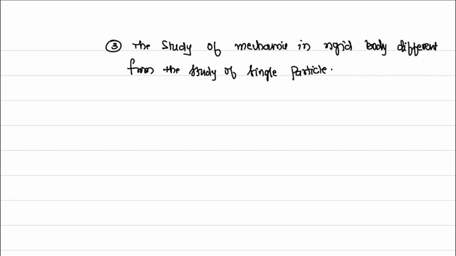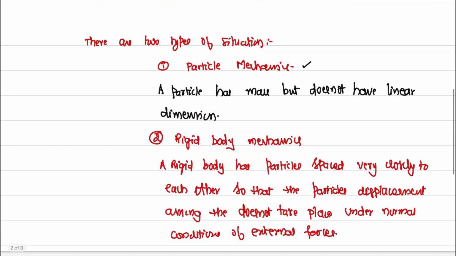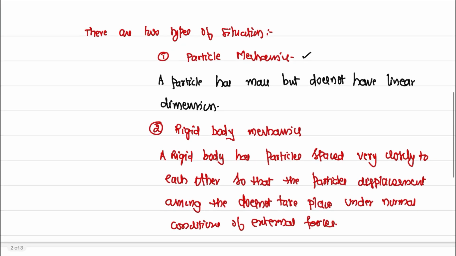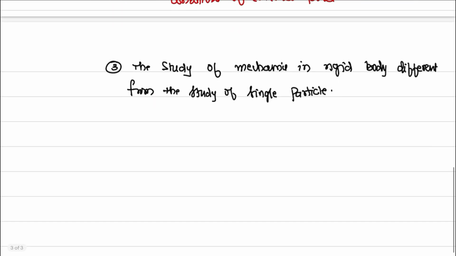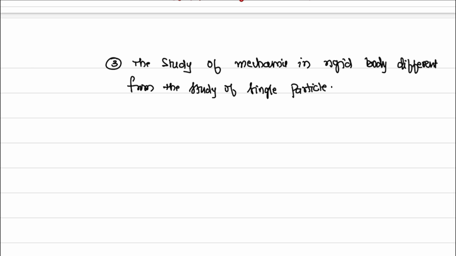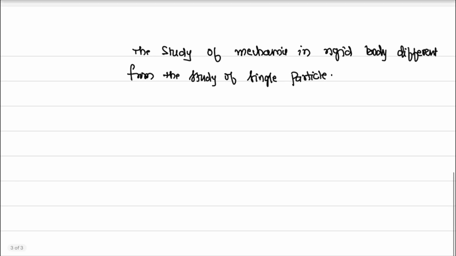Now, this is about the types of mechanics. Two types are there. One is particle mechanics. Since your 8th, 9th and 10th class, you have studied particle mechanics and Newton's laws of motion. And now you have come across the syllabus of rigid body mechanics. Rigid body mechanics is different from particle mechanics. That much you keep in mind as of now.